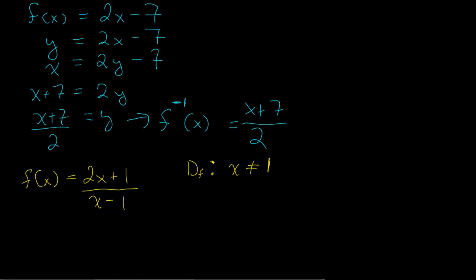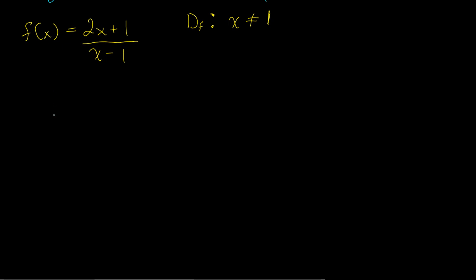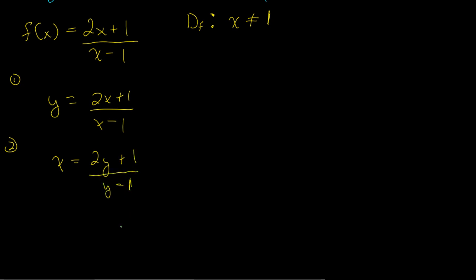For my domain. All right, so let's take our rule here. I write this with a y. y equals 2x plus 1 over x minus 1. That was my step 1. Step 2, I swap x and y. So x equals 2y plus 1 over y minus 1.